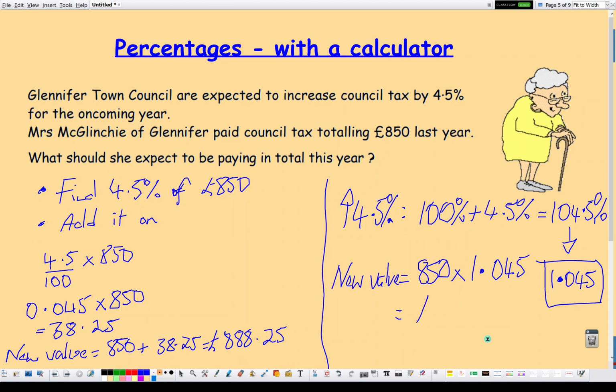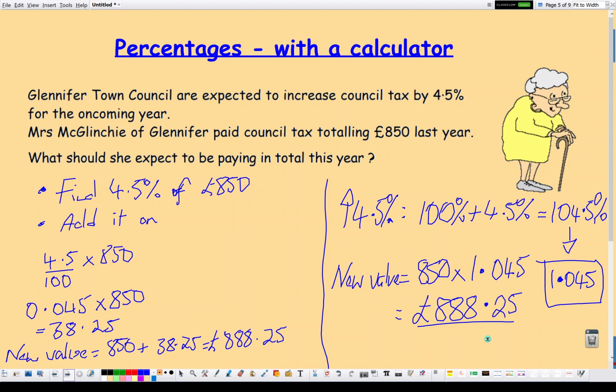And right enough, it does give me straight to the same answer, 888.25. So hopefully you remember doing this, working with this kind of multiplier method. If you can quickly get your percentage increase or decrease and turn it into a decimal multiplier, all you have to do is multiply your starting value by that and you'll get straight to your answer. So this second method is the one I want us to use from now on.